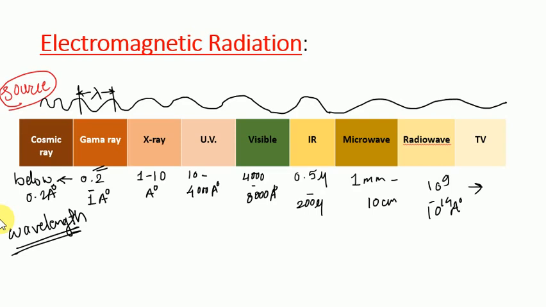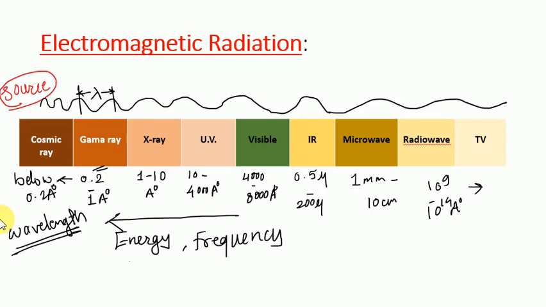As we see, the energy is more here. The energy of the cosmic ray is very high as compared to the gamma ray and then the X-ray. So energy is high near the source, and frequency is directly proportional to energy, so frequency is also high. Again wave number is also high, because frequency and wave number are proportional.